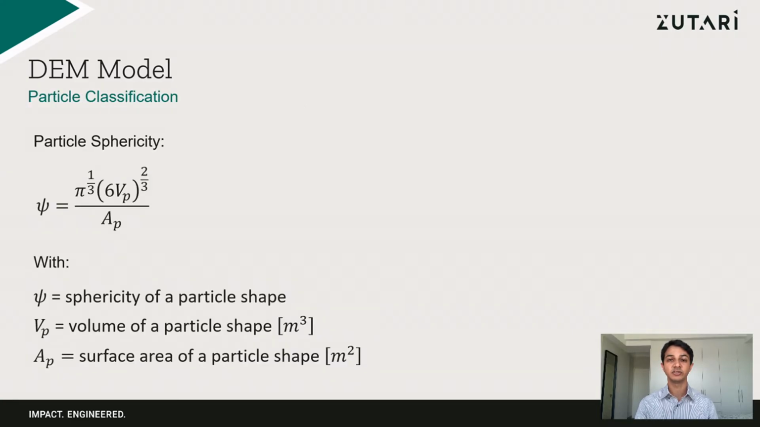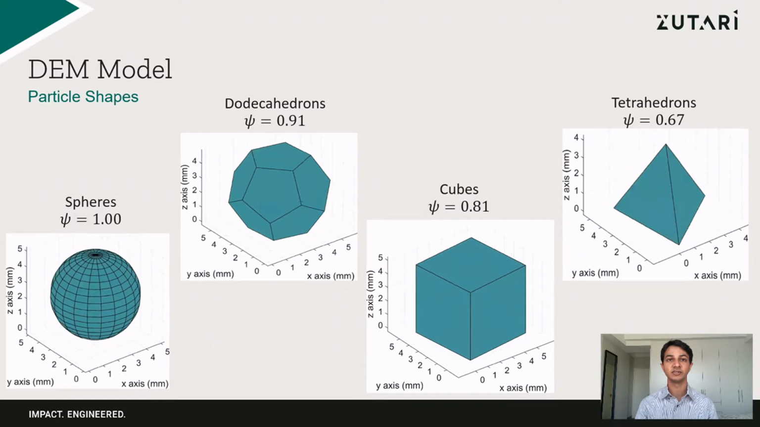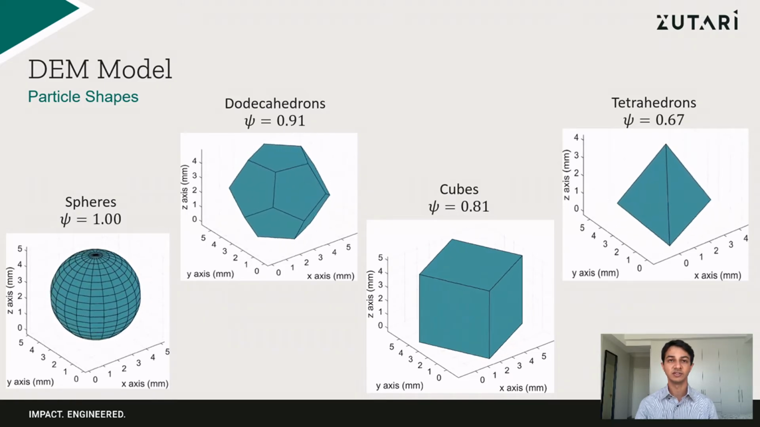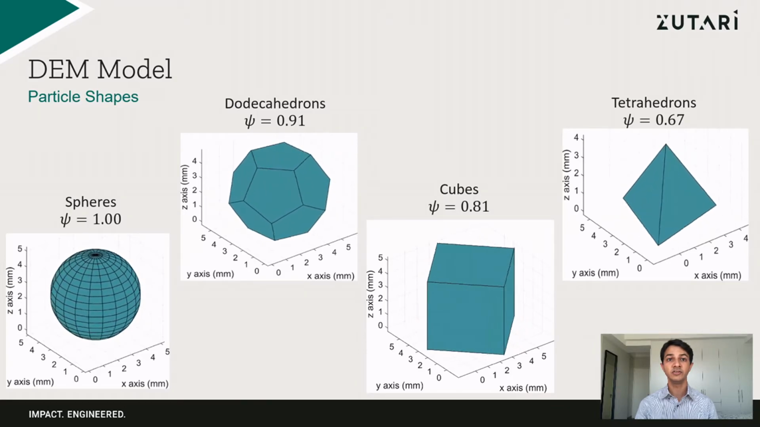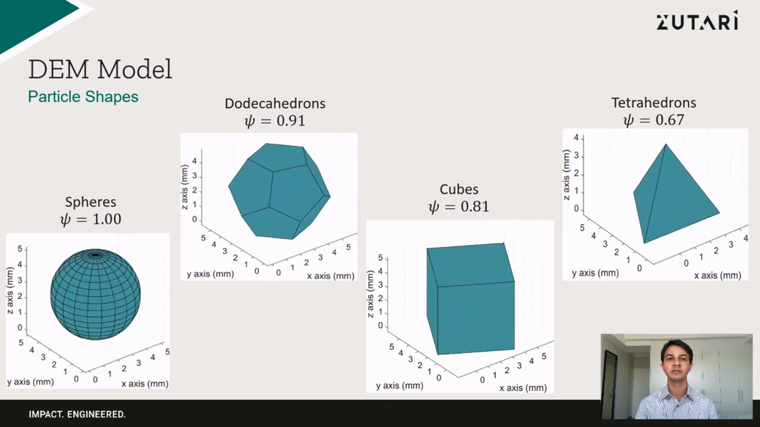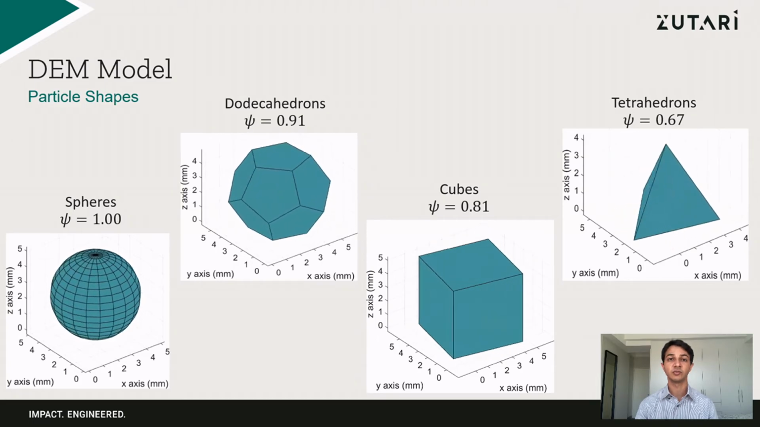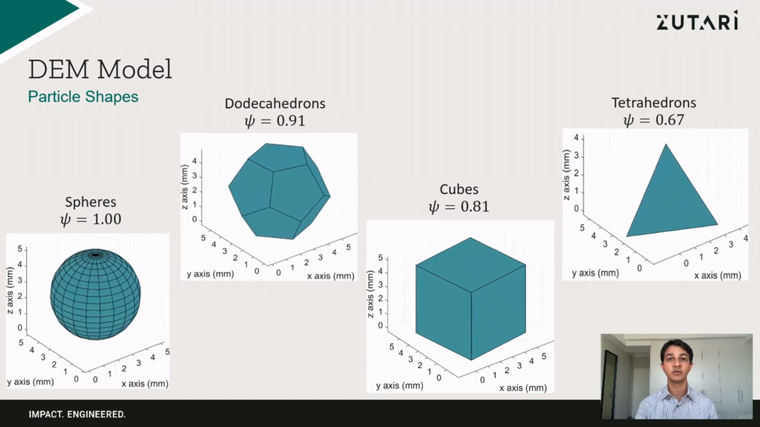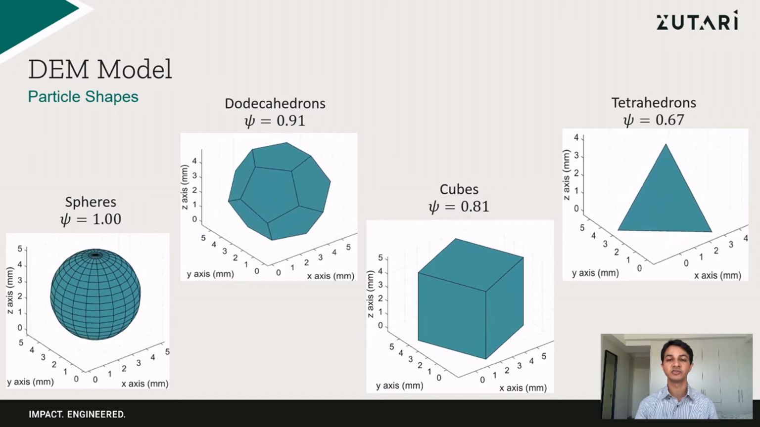To classify the particle shapes, a parameter called particle sphericity was used. Particle sphericity is how close a shape represents that of a perfect sphere. A perfect sphere has a sphericity of 1.0. As shapes get more angular, the sphericity decreases. The following particle shapes were used in the simulations: spheres with a sphericity of 1.0, dodecahedrons with a sphericity of around 0.9, cubes with a sphericity of 0.8, and tetrahedrons, the most angular of the particles, with a sphericity of just under 0.7.